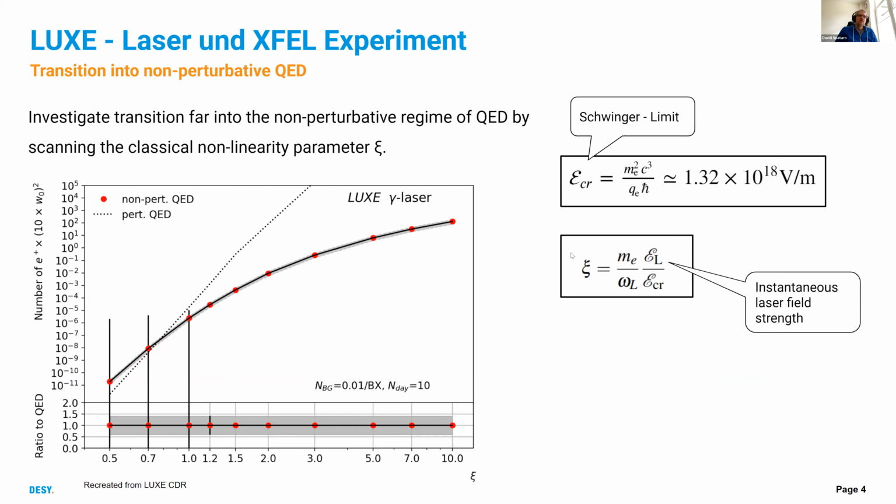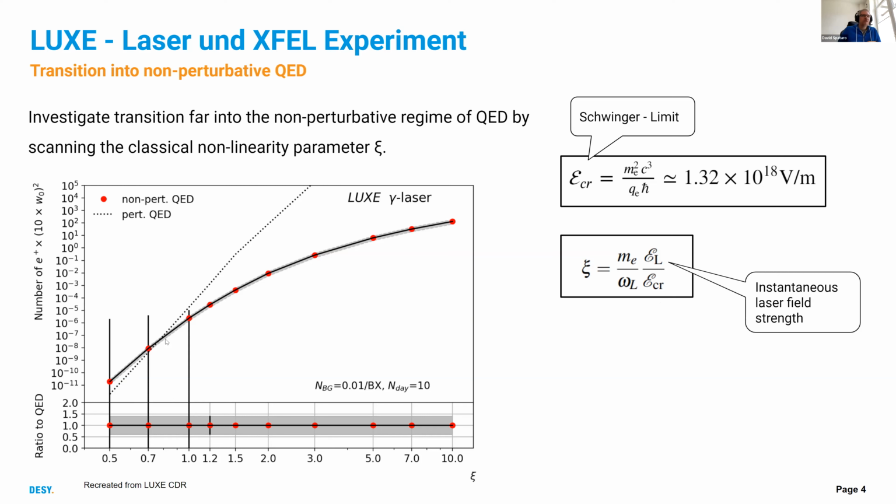The number of these created electron-positron pairs depends on the existing electric field strength. That's why above a certain threshold, which is called the Schwinger limit, novel phenomena can be observed. In LUXE, we want to scan the classical non-linearity parameter Xi to investigate the transition from the perturbative into the non-perturbative regime of QED. Xi is driven by the ratio of the instantaneous laser field strength and the Schwinger limit.